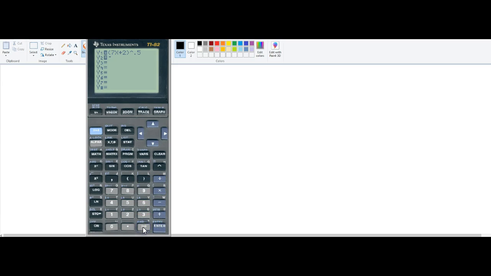So negative, I need a negative button. Negative 4x plus 4. Plus 4, bam. Enter, and here comes my third one, which is the y-axis.